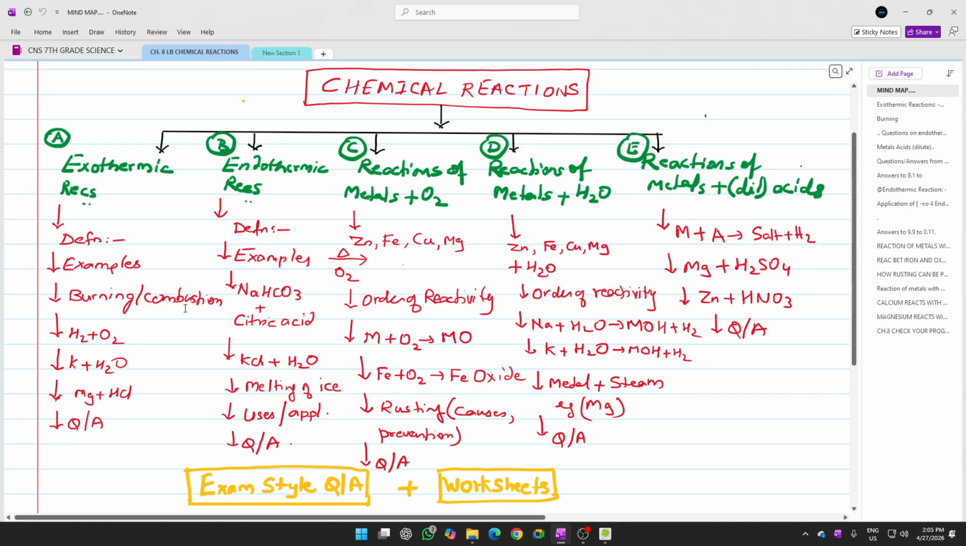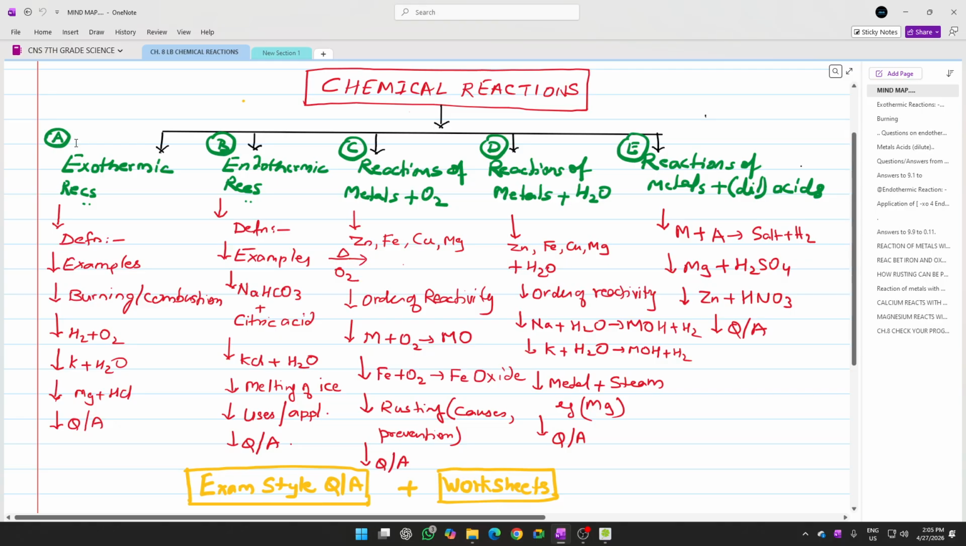Then the combination of hydrogen and oxygen gas to form water is an example. Potassium reacting with water is also an example of an exothermic reaction, and magnesium metal reacting with hydrochloric acid is another example of exothermic reactions. Then whatever question answers are there in this textbook, we are going to discuss in this particular section, that is section A. Once section A is completed, we'll move on to section B.